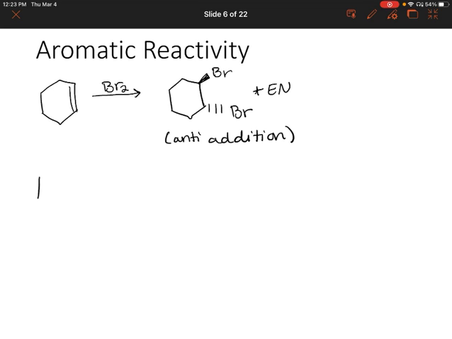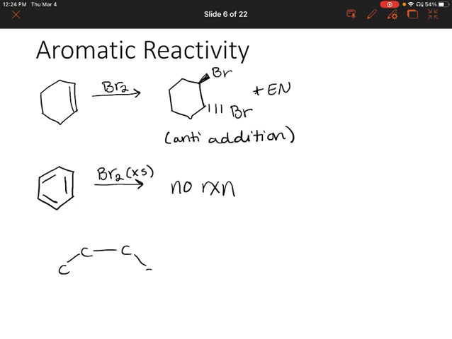Now, if we try the same thing with benzene, so let's say we try to add excess Br2, we actually don't see any reaction. And again, this is due to the fact that those pi electrons are delocalized around the ring. So let's draw benzene from the side. So let's pretend we're just viewing benzene from the side.